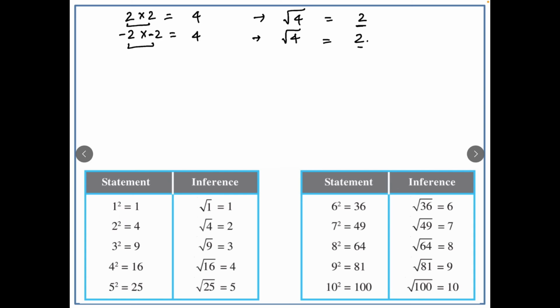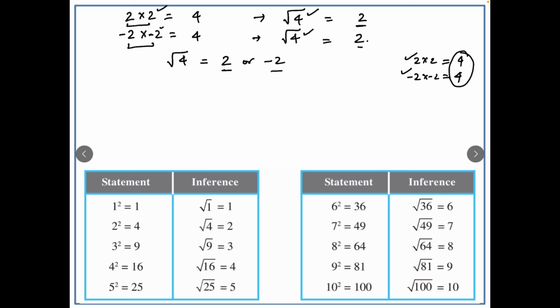We don't know whether we are getting this number 4 by multiplying plus 2 and plus 2, or by multiplying minus 2 and minus 2. So this implies that the square root of 4 is equal to either plus 2 or minus 2, because by multiplying either number we get 4. If you multiply plus 2 into plus 2, you get plus 4, and if you multiply minus 2 into minus 2, you again get plus 4. So when you find the square root of the number 4, it can be either plus 2 or minus 2.